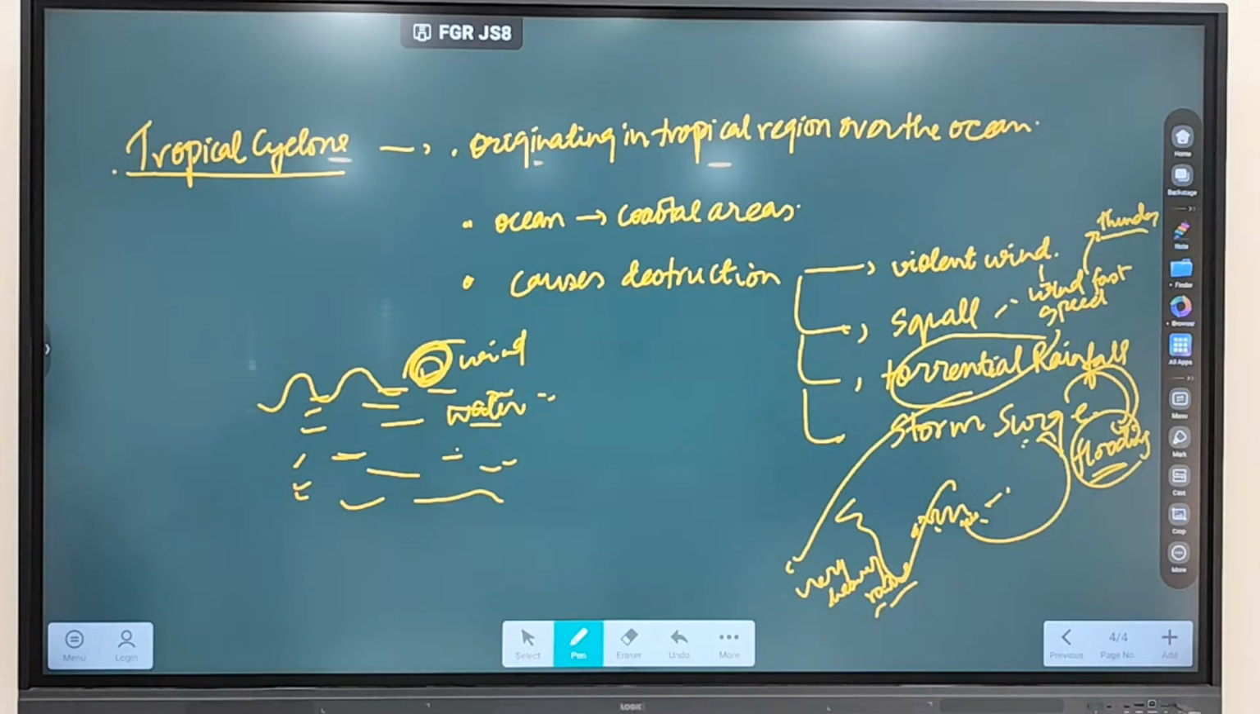Fine. So what is a tropical cyclone? What is the definition of a tropical cyclone? These are storms originating in the oceanic region, in tropical areas, moving from the ocean to the coastal region, causing destruction. This destruction is due to violent wind, the squall, torrential rainfall, and a storm surge.